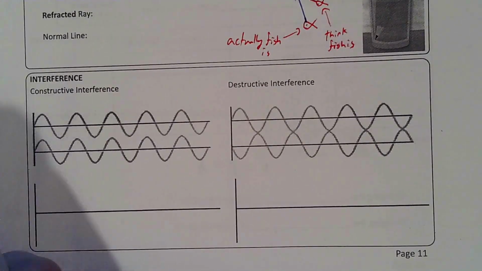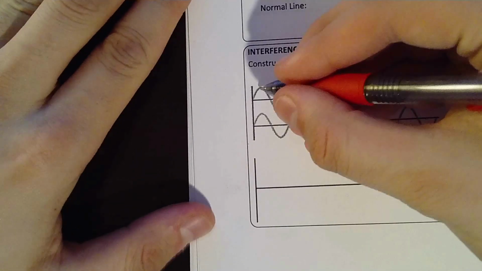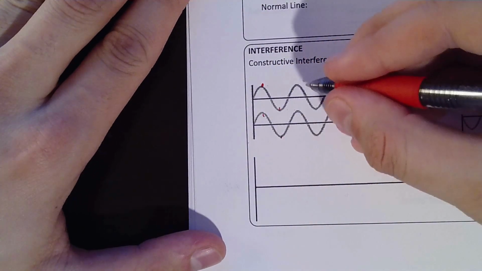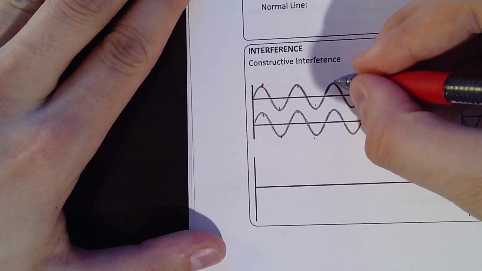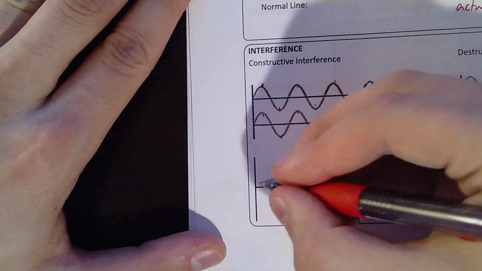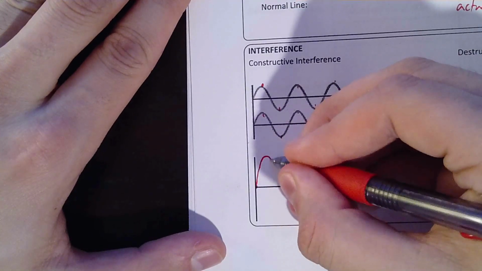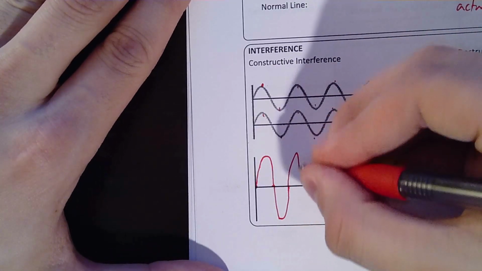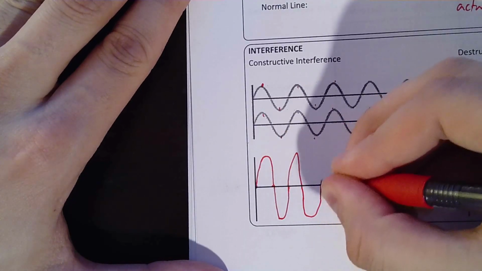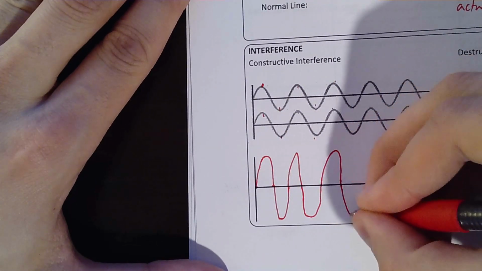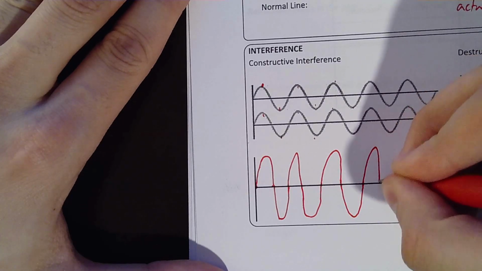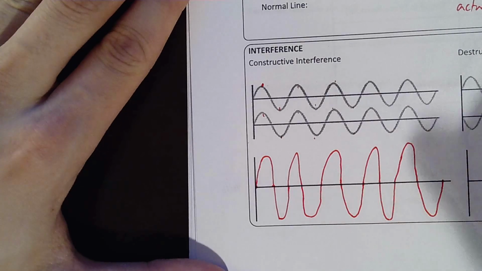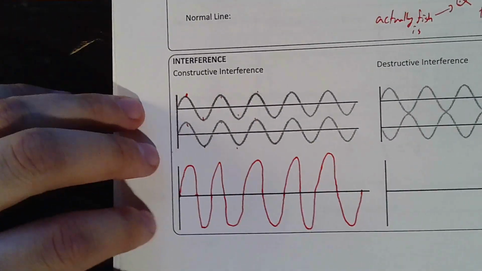When we have constructive interference, note how we have a crest lined up with a crest, a trough lined up with a trough. The two crests here will make a big crest. The two troughs here will make a big trough. Big crest, big trough, big crest, big trough. They just make it bigger. That's all they do.